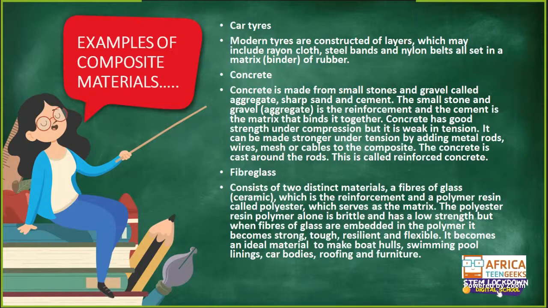But when fibers of glasses are embedded in the polymer, it becomes strong, tough, resilient, and flexible. It becomes an ideal material to make boat hulls, swimming pool linings, cupboards, roofing, and furniture. Okay, so you see fiberglass. All right, so let's continue.